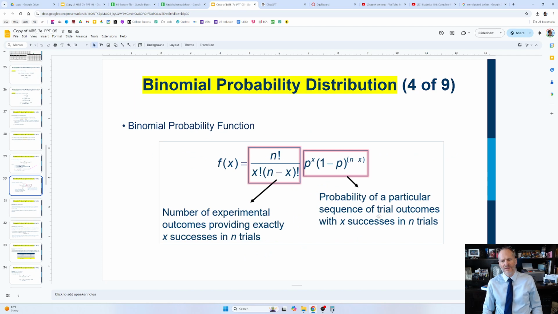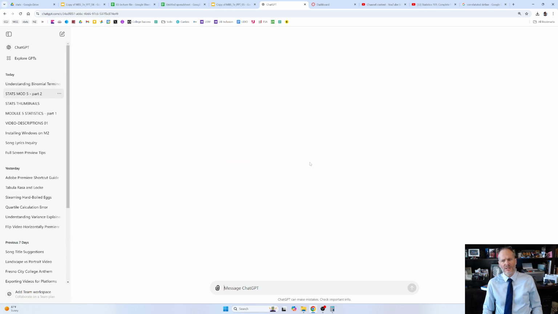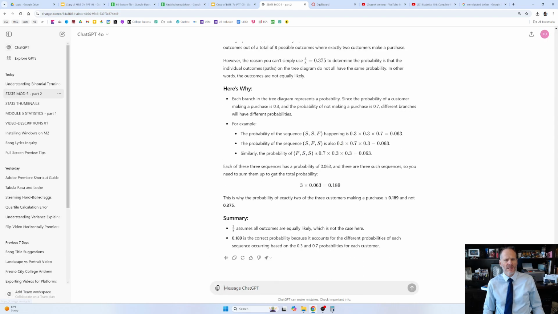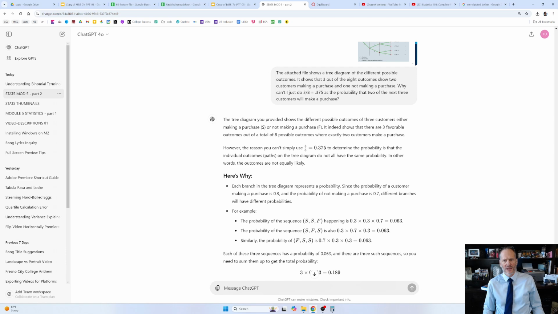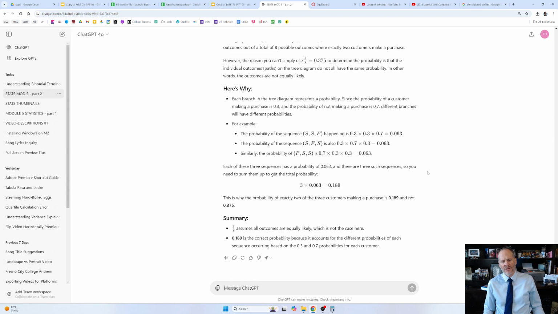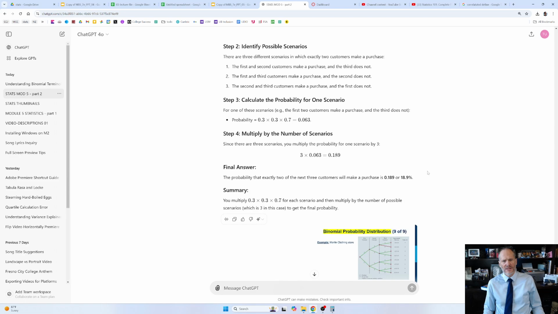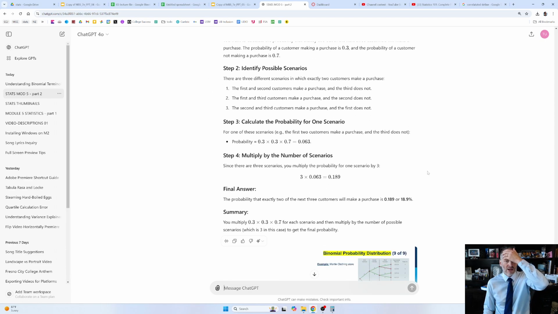And then here's the probability of a particular sequence of trial outcomes with x successes and n trials. So what I'd really recommend that you do, and by the way, here's the explanation that I got from ChatGPT when I asked ChatGPT about this question here, this tree diagram, and why that probability is not able to be used, and it explains exactly what I explained to you, but you might want to pause the video and read through that. And this is also interesting, so you might want to pause the video here and read through this, and then also read through that.